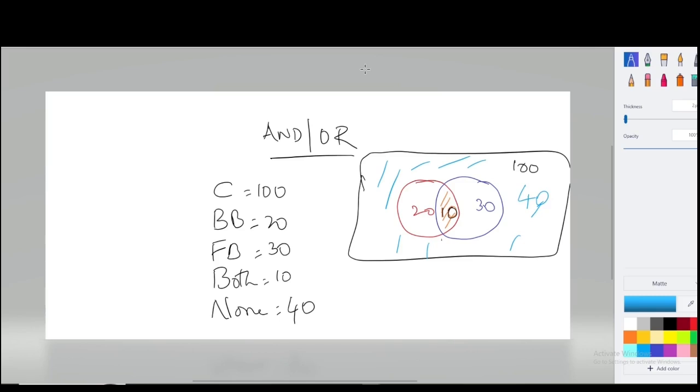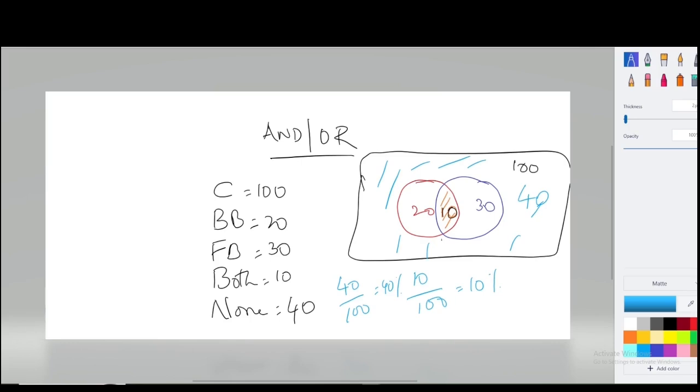Now with this diagram, it is very easy for us to figure out proportions. Now if someone asks, if I pick a student at random out of the 100 students, what is the probability that he plays both football and basketball? That's nothing but 10 out of all the 100 students, which is 10%. What is the probability of a student playing neither? That is 40 by 100, 40%.